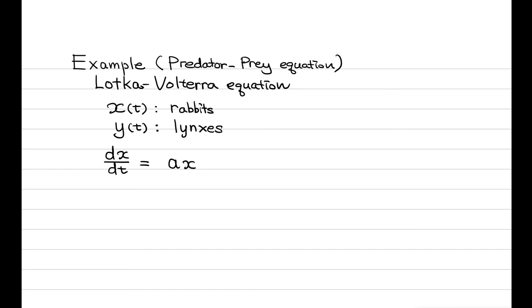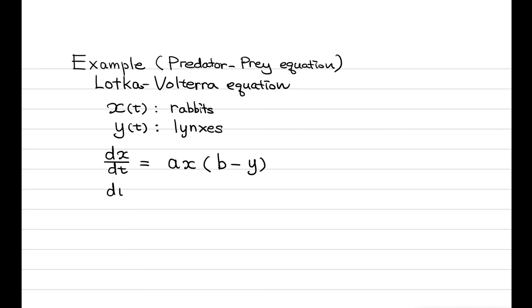And if the predator is more than a certain threshold, then actually the population can decrease. So let's call the threshold b. Then you get the following additional factor, b minus y. So if y, the population of lynx, is bigger than the threshold b, then the rabbit population starts decreasing.